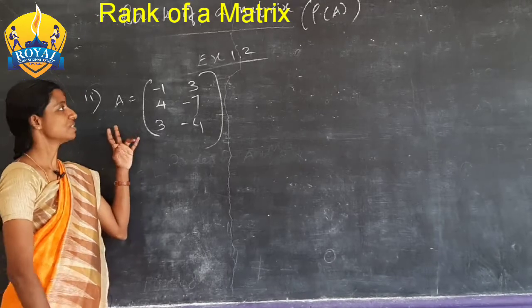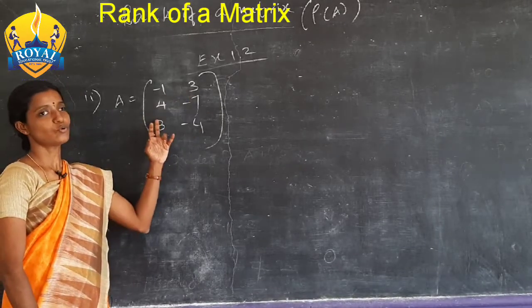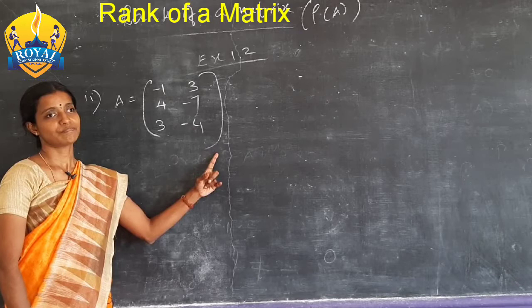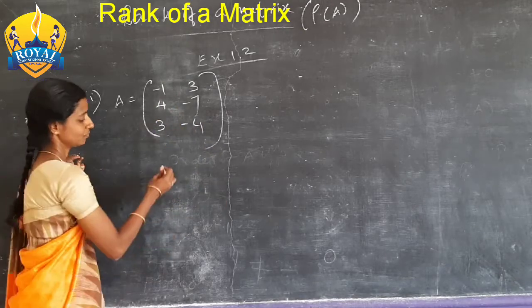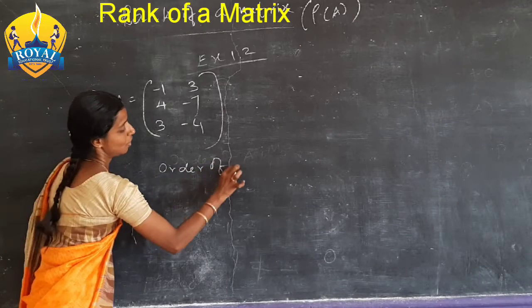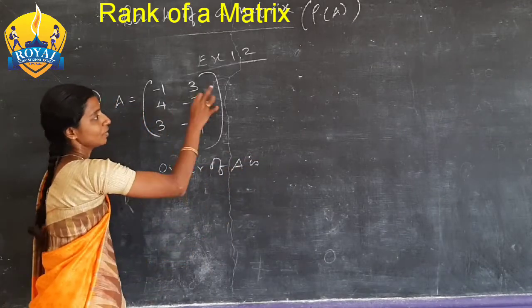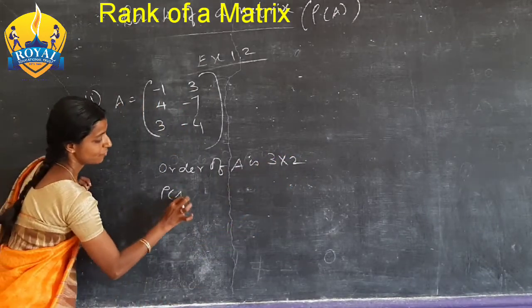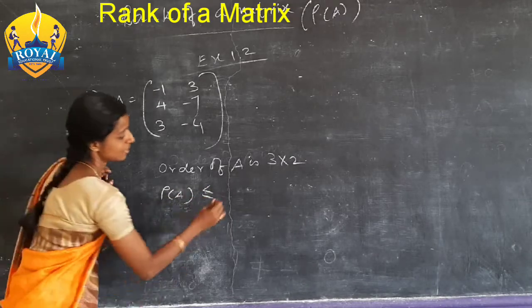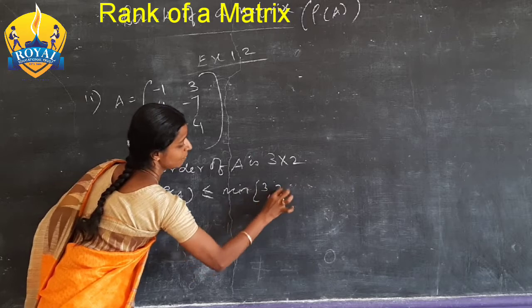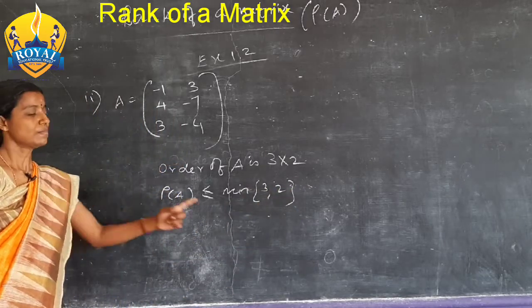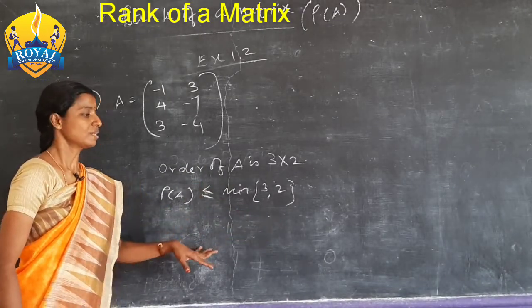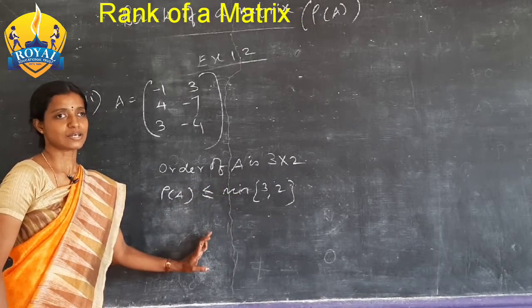So let us get into the second question. Here matrix A is [-1, 3; 4, -7; 3, -4]. So here my number of rows is 3. My number of columns is 2. So what is my order? Order of A is 3 rows and 2 columns. So my rank of A should compulsorily be less than or equal to the minimum of 3, 2. So either it should be equal to 2 or less than 2.